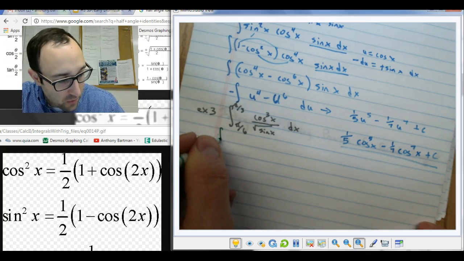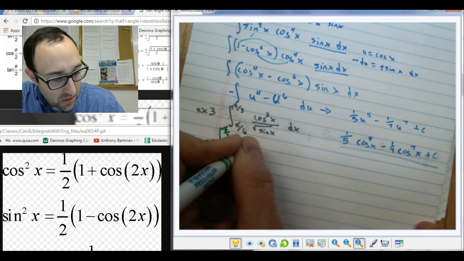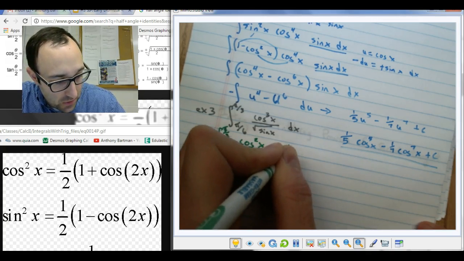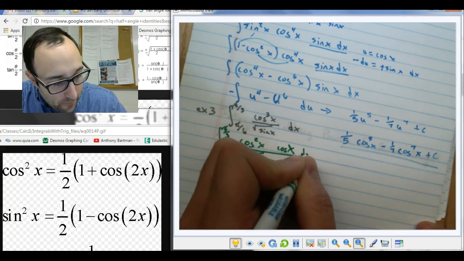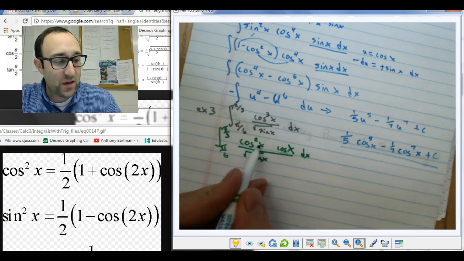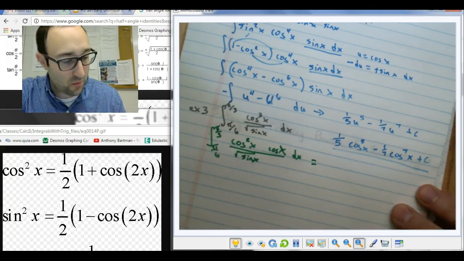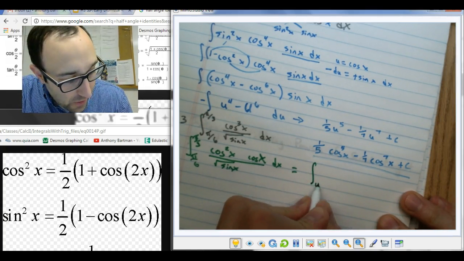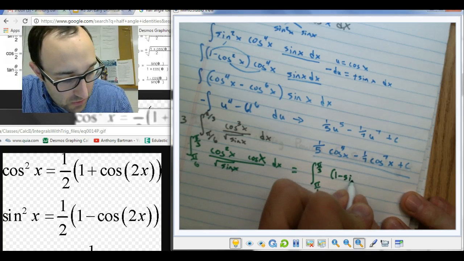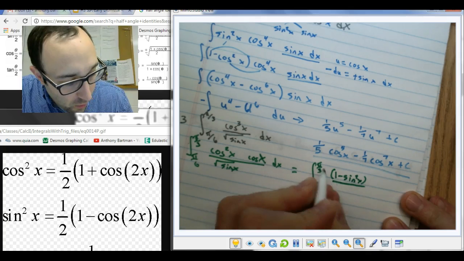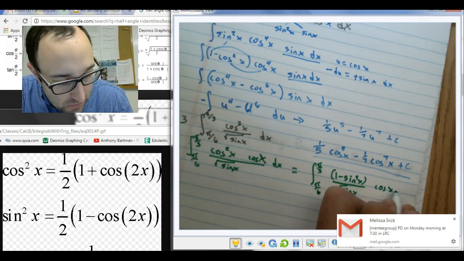So the integral goes from pi over 6 to pi over 3. I've got cosine squared x, cosine x, all over the square root of sine x dx. Now I think cosine squared, I can rewrite as 1 minus sine squared. So let's write it over here, making sure I save some room. I've got pi over 6, pi over 3, 1 minus sine squared x over the square root of sine x, cosine x dx.